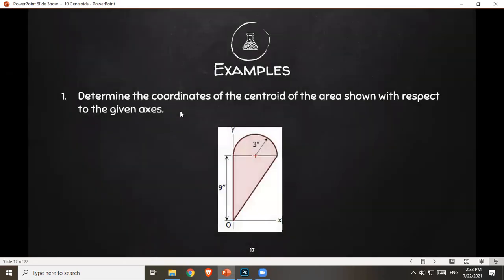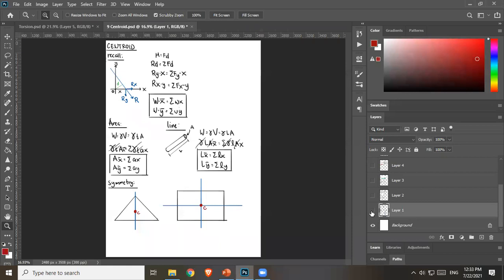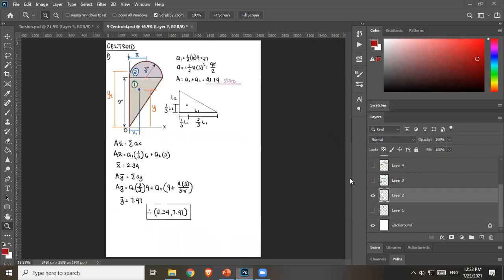Let's have examples. Okay, number 1. Determine the coordinates of the centroid of the area shown with respect to the given axis. So we have this total shape. The given axis is this x and y. So we want to know the coordinates with respect to the given axis. I'll show you the answer.